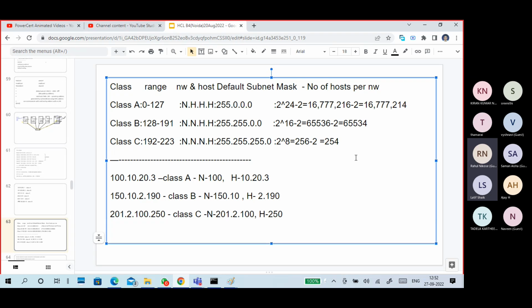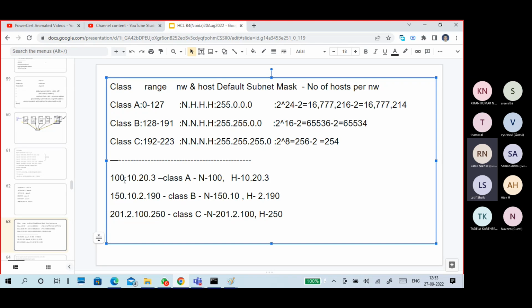70,000, yes, you cannot use that network. So you have to go for a class A. In a class A, you can use up to 16 million hosts, which we can connect in a single network.